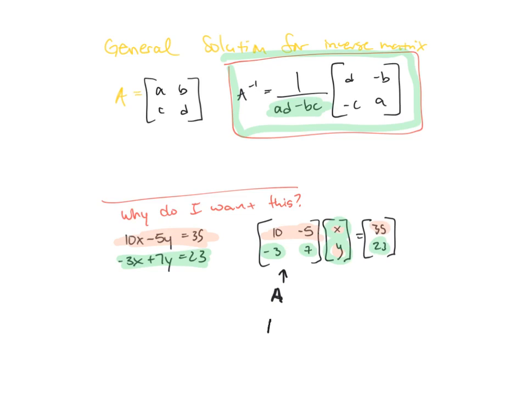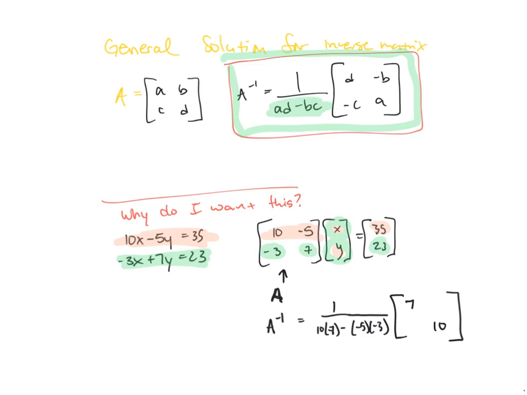But so I need to find A inverse. A inverse is going to be equal to 1 over my A value, which in this case is 10, times my D value, which is 7, minus negative 5 times negative 3. And then for the actual matrix bit, I'm going to switch the position of 10 and 7. So it's going to have 7 and a 10.